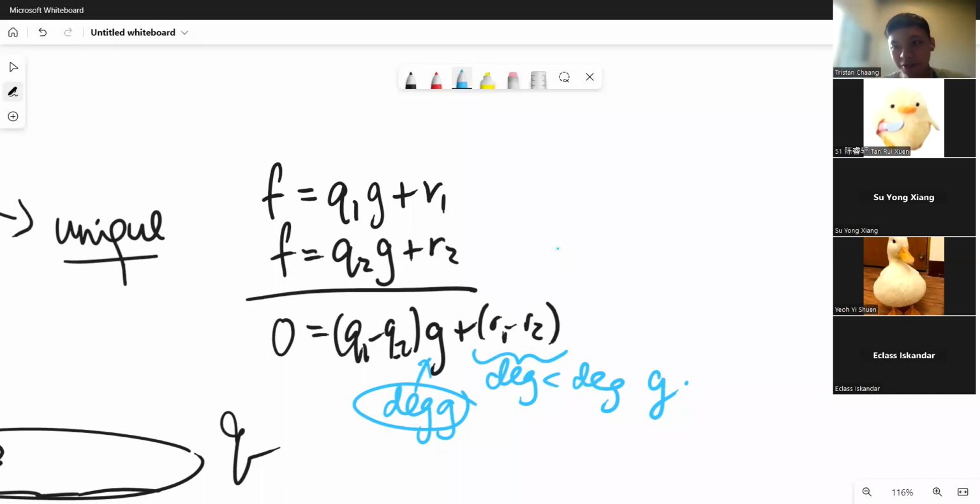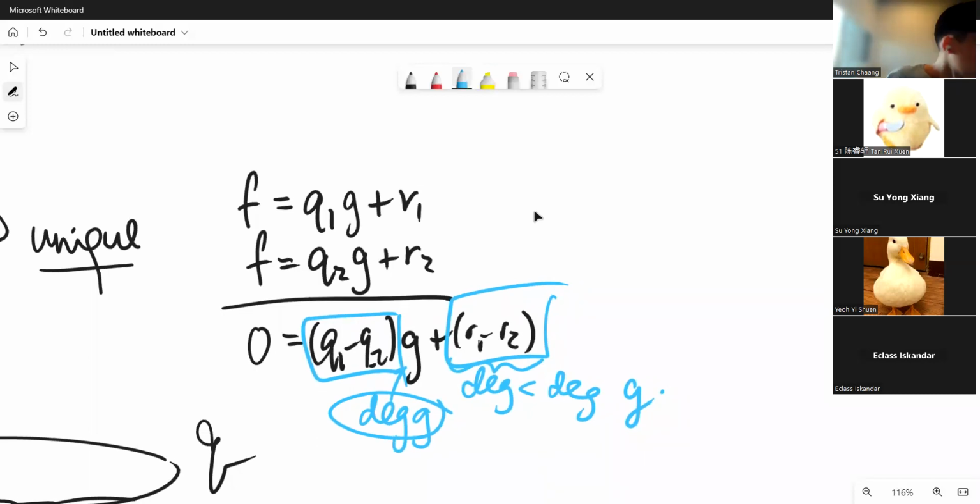You can just look at the first coefficient. So therefore this must be 0. So Q1 equals Q2. And if that's 0, then automatically R1 minus R2 is 0. So that's uniqueness. That one's quite easy to prove. Okay.